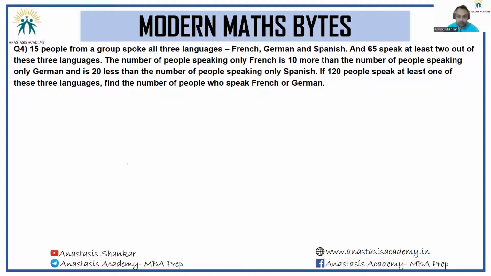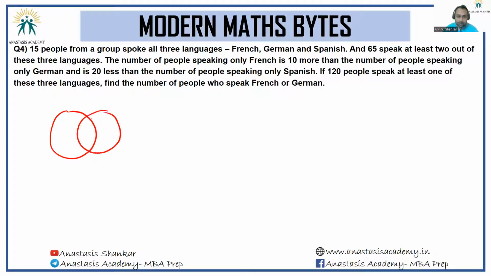Next, 15 people from a group spoke all three languages, and 65 speak at least 2 out of these 3 languages. The number of people speaking only French is 10 more than the number of people speaking only German, and 20 less than the number of people speaking only Spanish. If 120 people speak at least one of the 3 languages, find the number of people who speak French or German. Okay, so let's see.